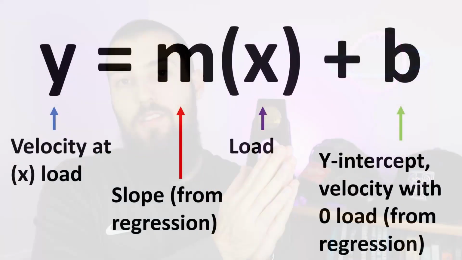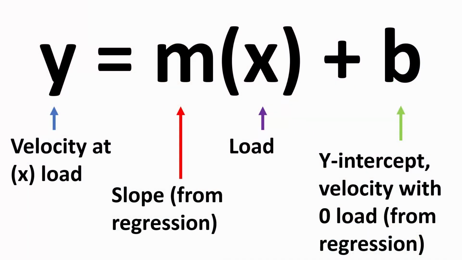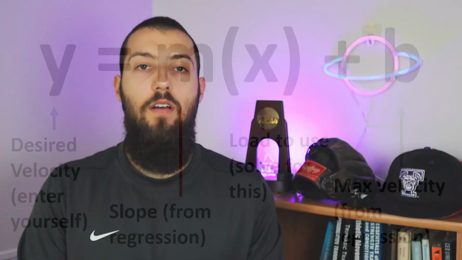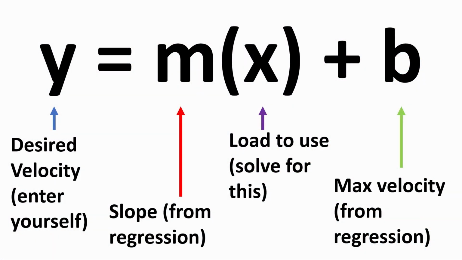So the equation, y equals mx plus b. Y is your velocity, m is your slope, just a number that's calculated from the regression. X is your load, and b, calculated from the regression, is your max velocity, or velocity when load is 0. Because there's certain relationships and certain things we know about training, for example, 50% velocity, half of your best velocity, is max power. We can use algebra to work backwards to figure out how much load to use.